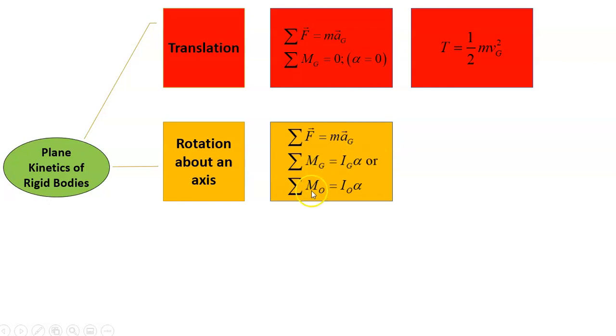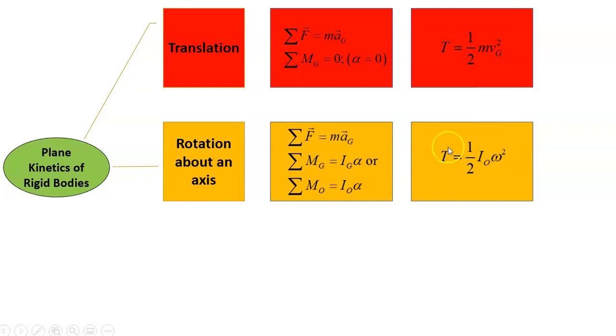Or we can write the moment equation about point O, which is the fixed point of rotation, and in the right hand side we will have Io alpha, where Io is the mass moment of inertia about point O. If we want to find the kinetic energy, it's equal to half Io omega squared, and Io, as I explained, is the mass moment of inertia about point O.